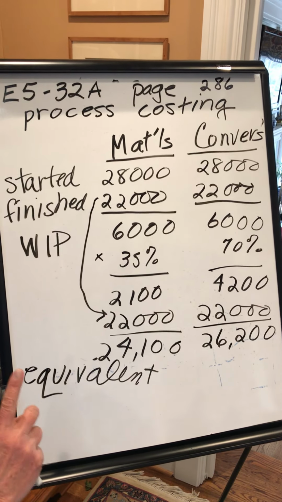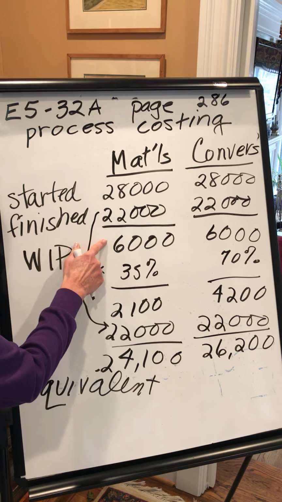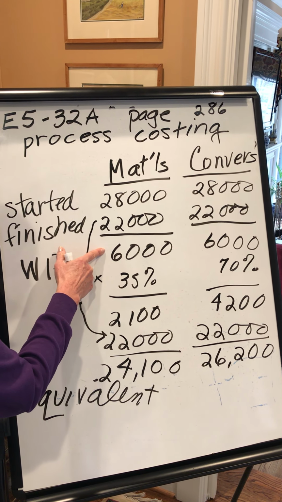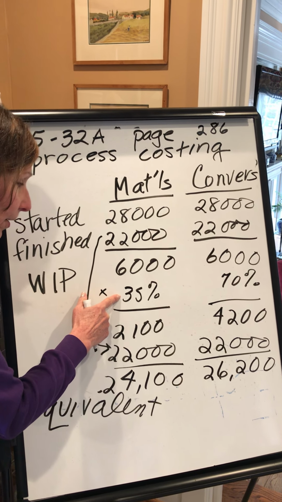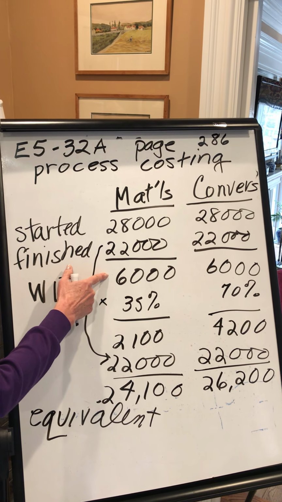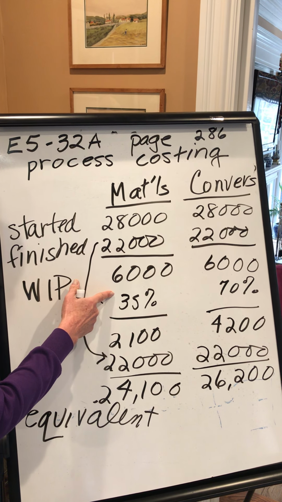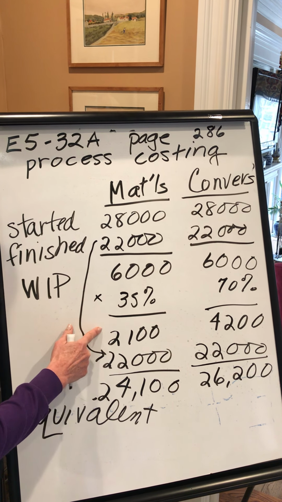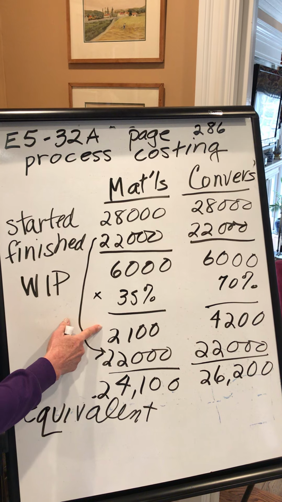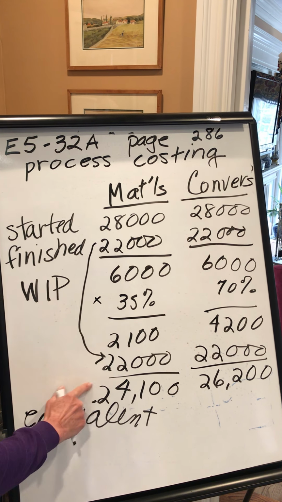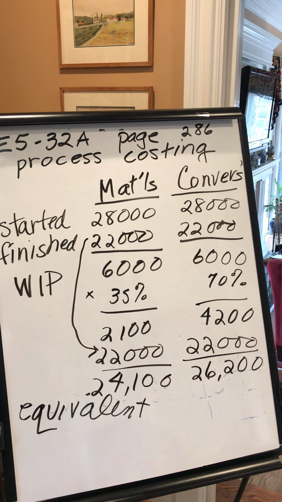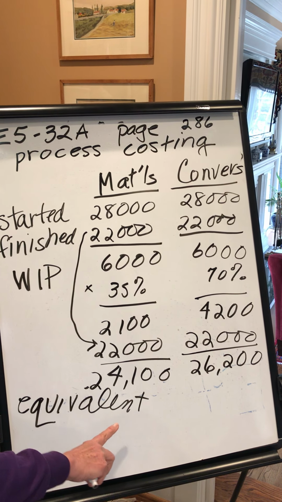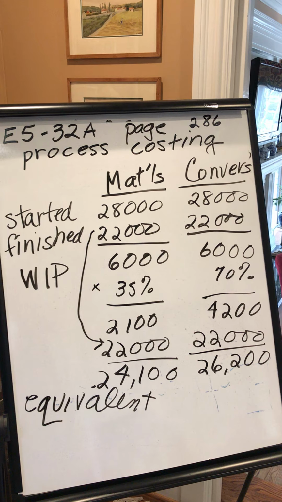Okay. So again, this is probably the most important piece. So just to recap, we're figuring out how much is in process, and we're multiplying those numbers by what percent complete they are to say, well, 6,000 that are 35% complete is like having 2,100 that are 100% complete. So there we have 24,100, 26,200. And here are our equivalent units.